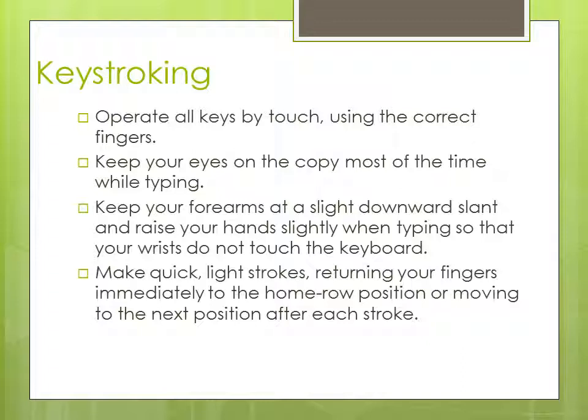So there's a reach from the J finger to the U key. Once you've touched the U key, you want to go back to the J key. Not pressing it, but just positioning it over the J key. Keep your forearms at a slight downward slant, and again, if that's not possible, make sure that your wrist and your arm are in alignment so that you don't get carpal tunnel. Make quick light strokes, returning your fingers as I mentioned.